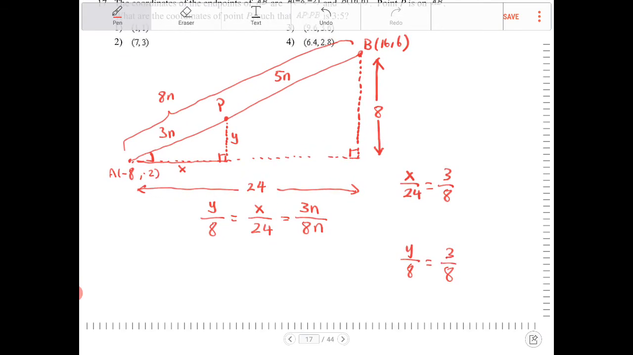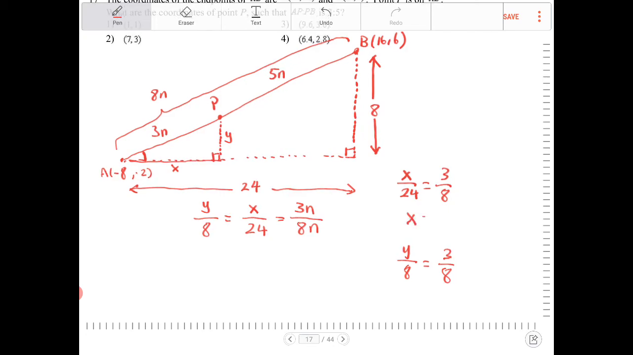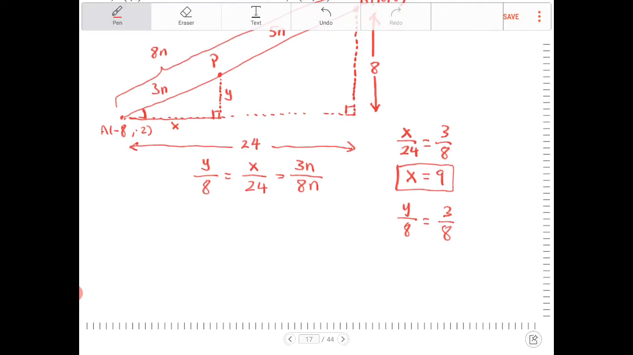So looking at this right now, I end up with two different equations which I can solve for x and y. So if I multiply both sides by 24 in x over 24 equal to 3/8, I will end up with, 24 times 3 divided by 8, 9 as a result. Again, x is equal to 24 times 3 over 8. I will end up with 9 as a result. And then if I multiply both sides by 8, 8 times 3 over 8, I will end up with y is equal to 3.